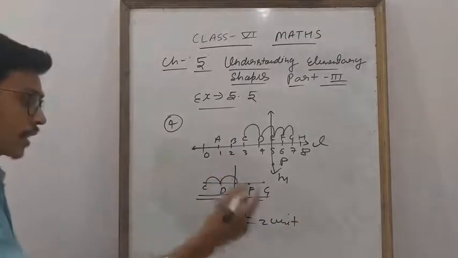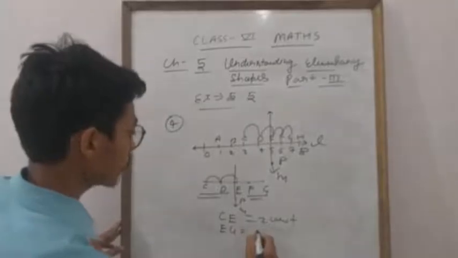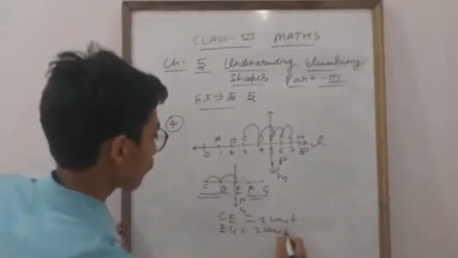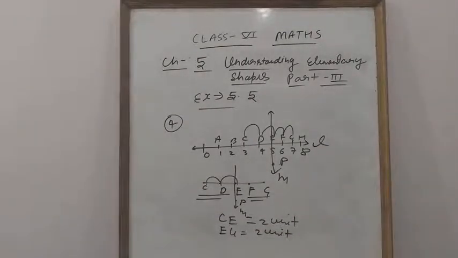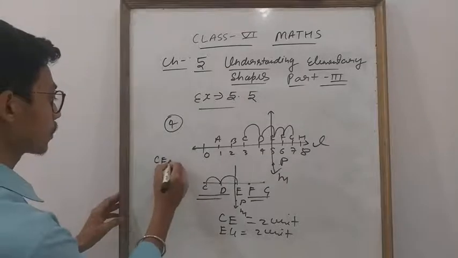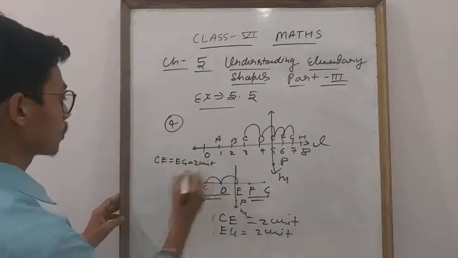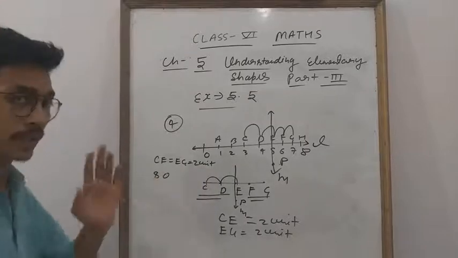Okay. Now again you will find out E to G. E to G student what? Again 2 unit. So you know that C to E left hand side and E to G right hand side. Both are equal. Okay, everyone. If both are equal, it means you can write down CE equal to EG equal to 2 unit. So you can say yes.